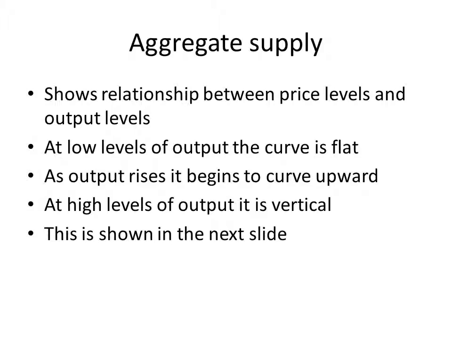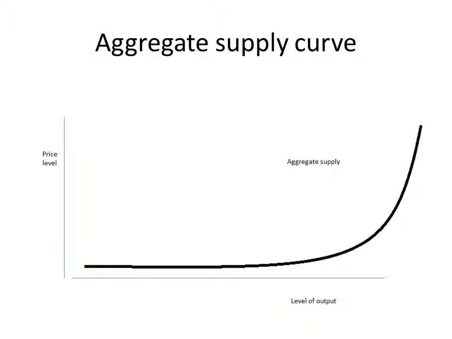At low levels of output, the curve is flat. As output rises, it begins to curve upward. At high levels of output, it's vertical, and this can be shown in the next slide. So here again, you don't see a straight line, but you see a curved line with the lower part flat. The intermediate part is beginning to curve upward, and then finally we get to the upper portion, it's vertical.